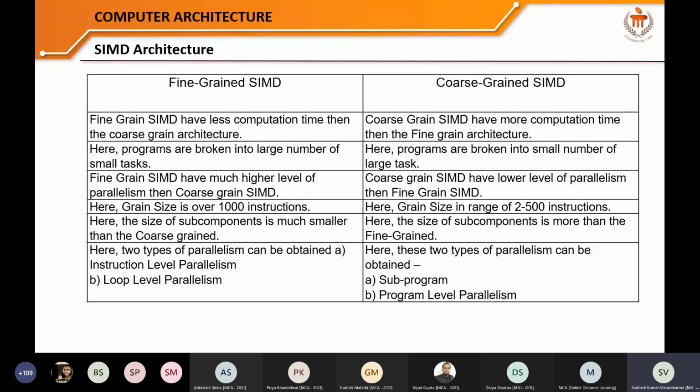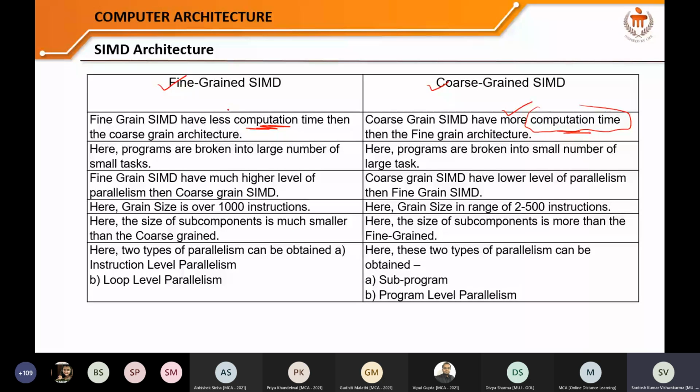Fine grain, the first one. So this talks about fine grain, and the second is coarse grain. Fine grain has less computation, what we have discussed in the first part. Scalable. Okay, next processor. And this coarse grain has more computation time than the fine grain architecture. The first parameter, in terms of timing, this coarse grain has more timing compared to this fine grain.